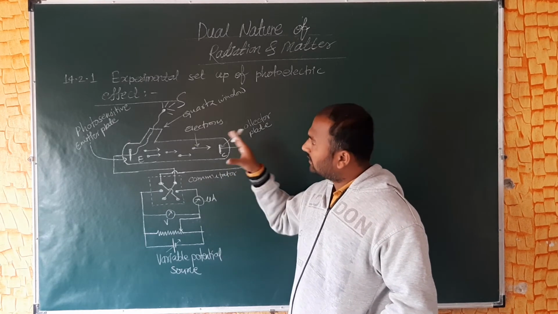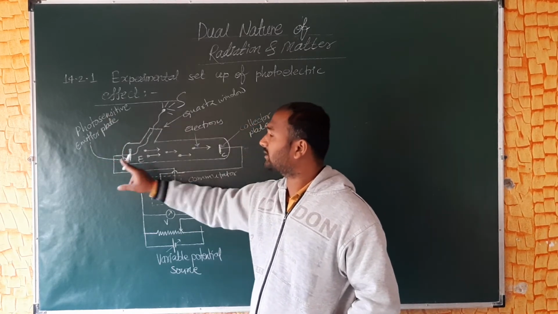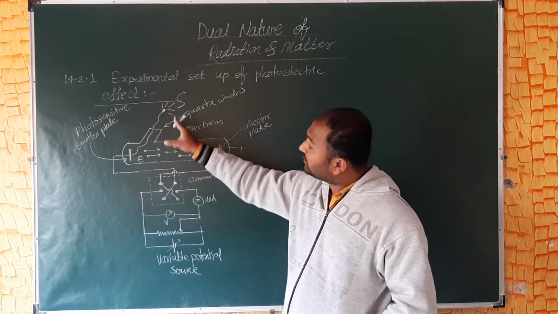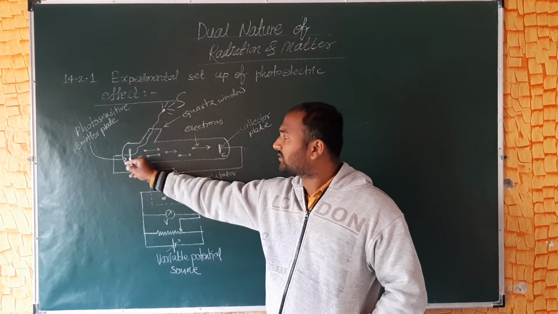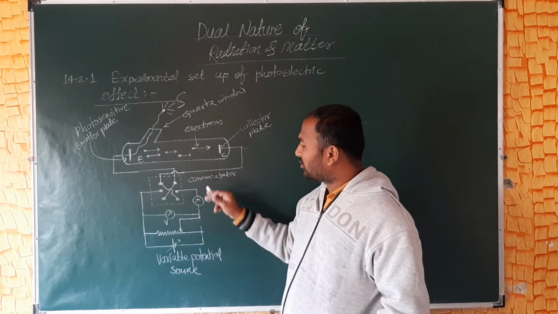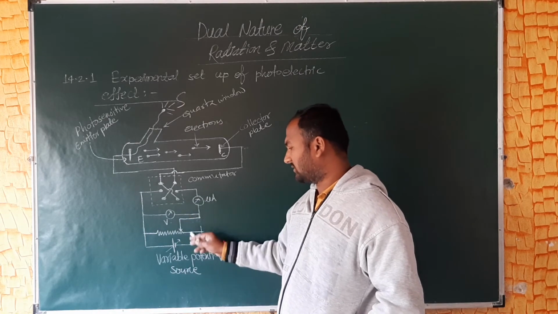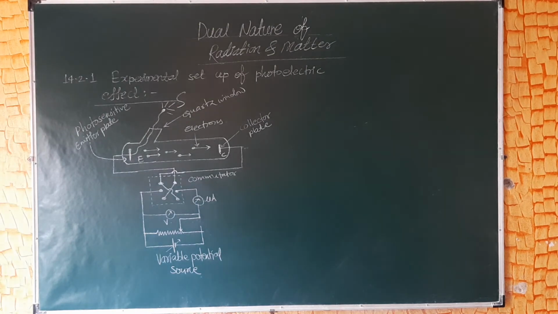So this is the experimental setup. This is a photosensitive emitter plate. This is a quartz window through which radiations from the source are incident on the emitter plate. This is the collector plate, this is a commutator, microammeter, voltmeter, and this is a variable potential source. So this is the typical laboratory experimental setup for the photoelectric effect. In the next article we study its working.